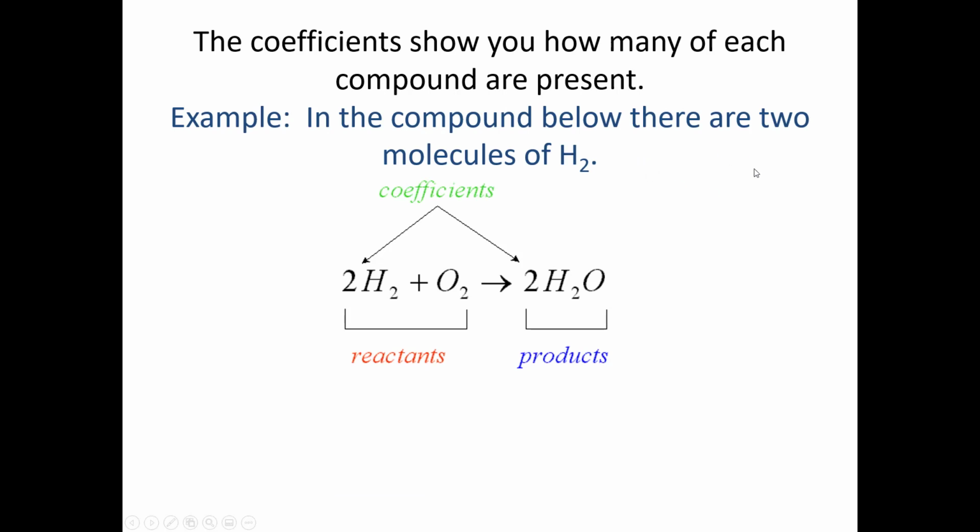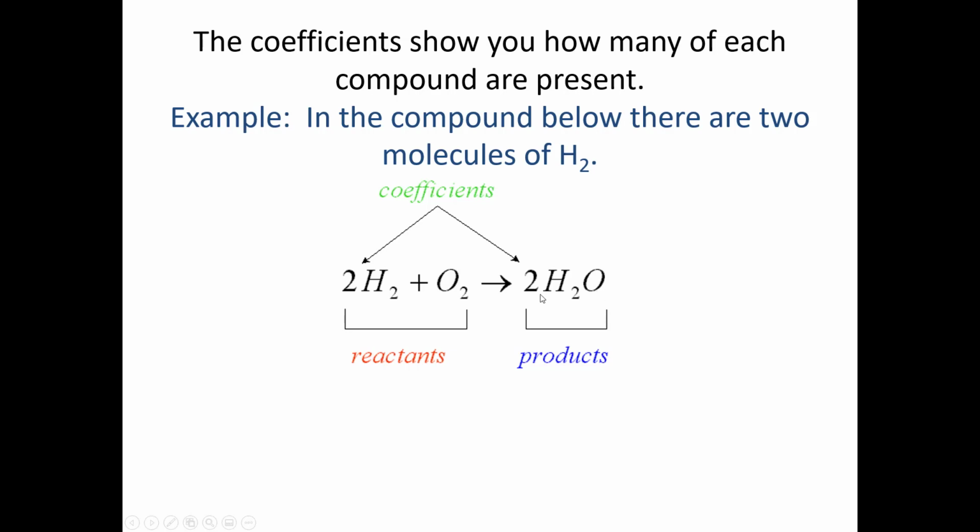So the coefficients are things that you're going to add to a chemical equation to show you how many of each kind of compound that you have. So an example here, in making water, you have H2 plus O2 gives you H2O, but you need the same number of molecules on the left side of the reaction that you have on the right side. And so if we ignore these twos up here, you would have two H's and two O's, and then over here, you would just have two H's and one O. And that doesn't work because that violates the law of conservation of mass.